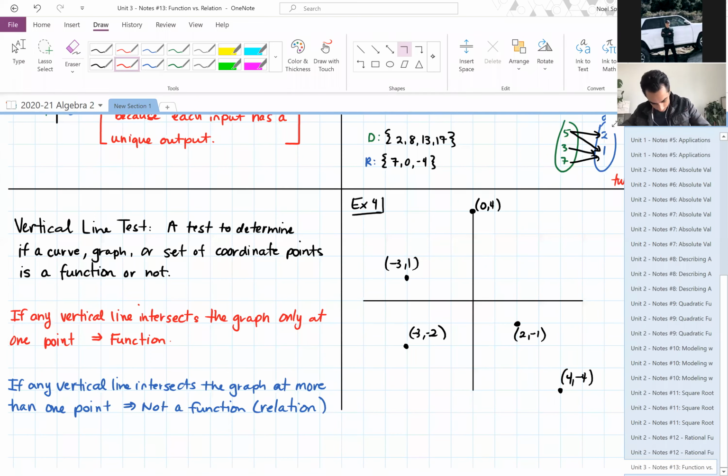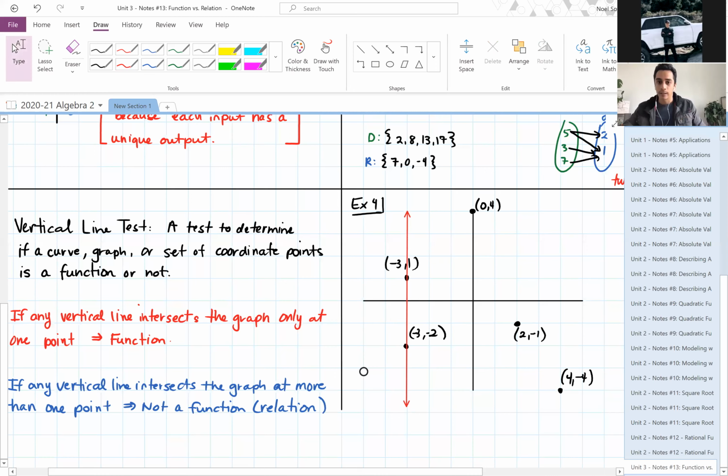Let me get the right color here. If I were to draw a line right here, right? That's okay. So you see that at that particular location, if I draw a vertical line, I'm hitting 2 points, right? And what else do you notice?